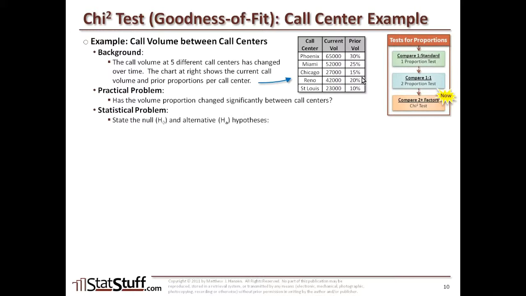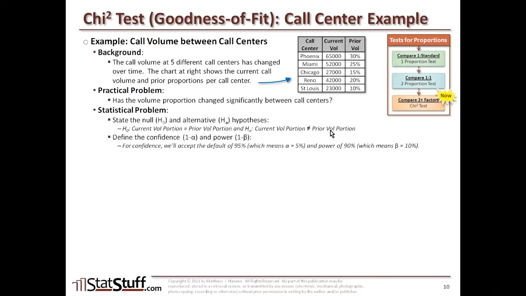For the statistical problem, we want to state the null and alternative hypotheses, where the null hypothesis is that the current volume proportion is equal to the prior volume proportion. There is no difference. The alternative is that there is some difference between the current proportions and the prior proportions. So we're going to define the confidence and power levels, and again we'll accept the default where the confidence level is 95%.